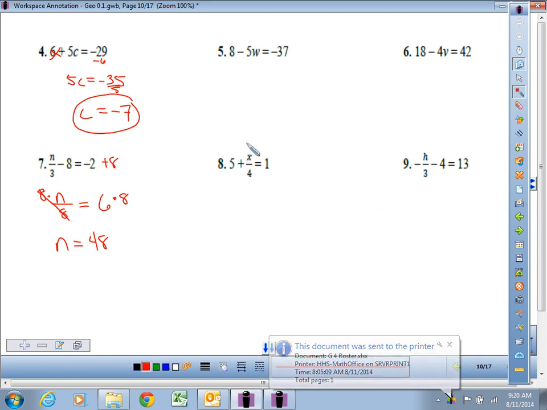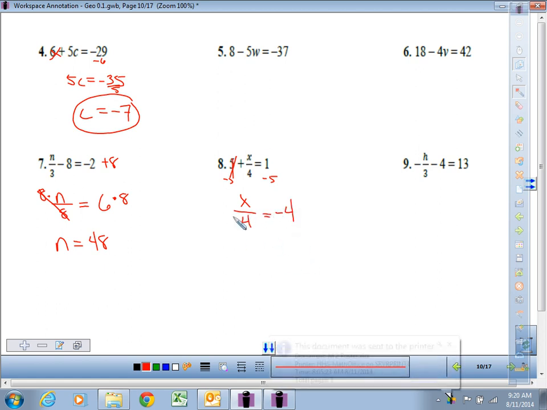Okay, so let's go over to number 8 now. Number 8, we do the same thing. We have a plus 5 here, so we know we're going to subtract that. So we have x over 4 equals negative 4. We have that same little trick here where we have that x over 4. That's a divide by 4.